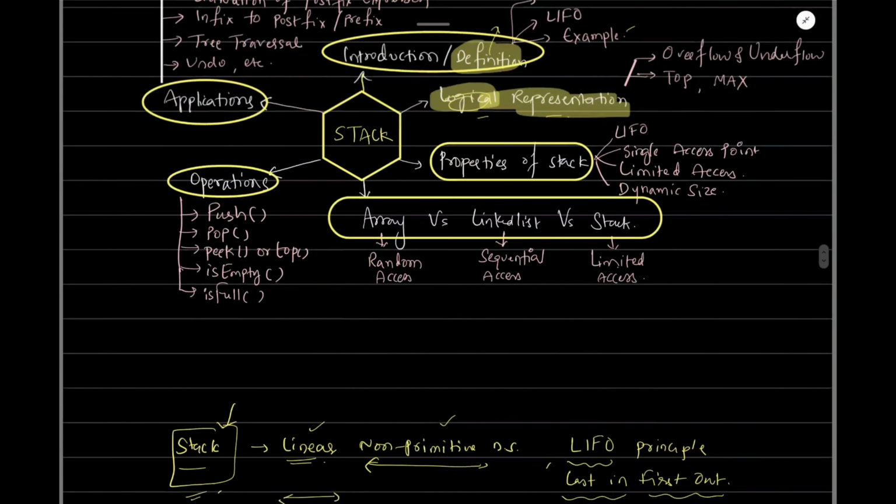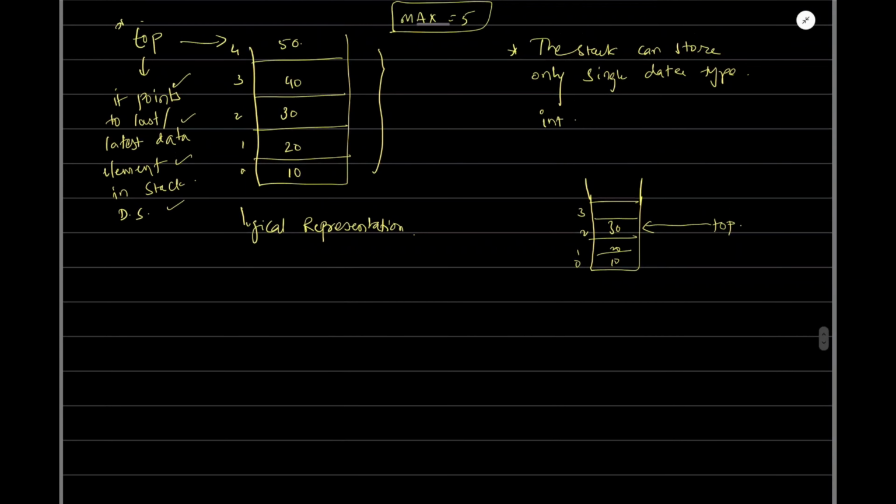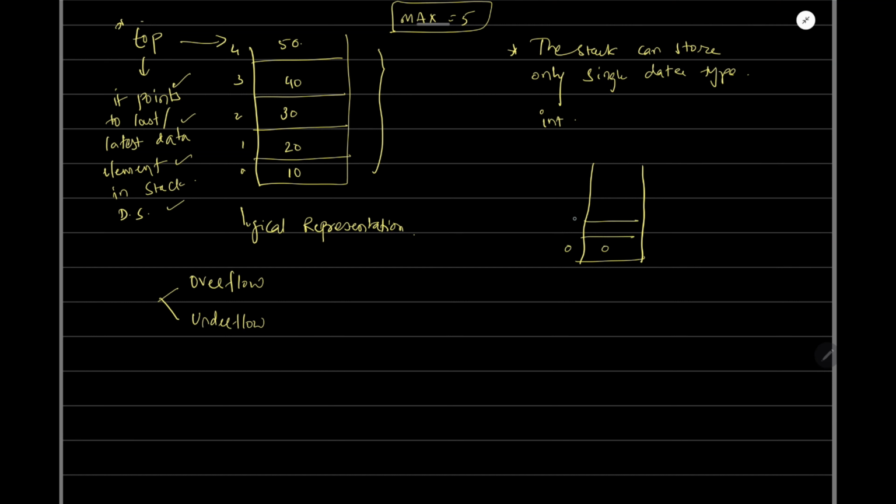And also we need to understand the overflow condition and underflow condition. So what do we mean by overflow condition? Let's understand it with an example. So this is index 0, first index, second index, third index, fourth index, assuming that the maximum size of the stack is 5.